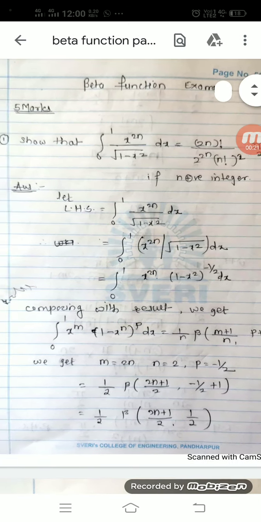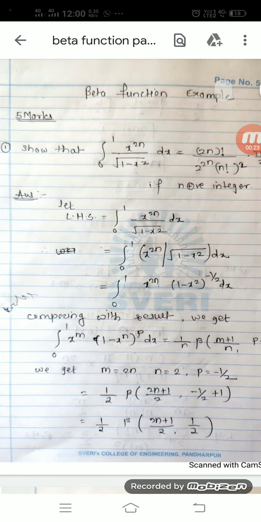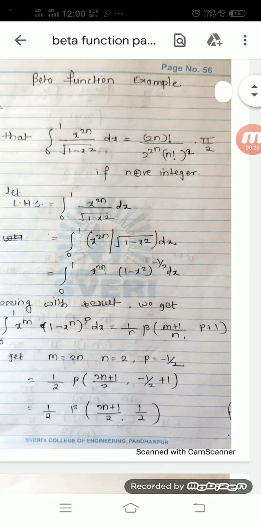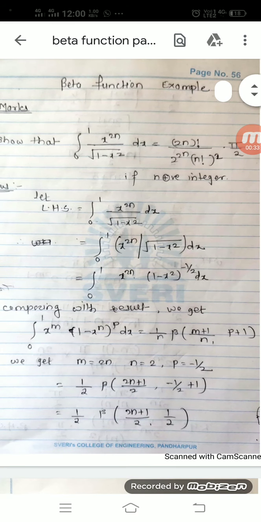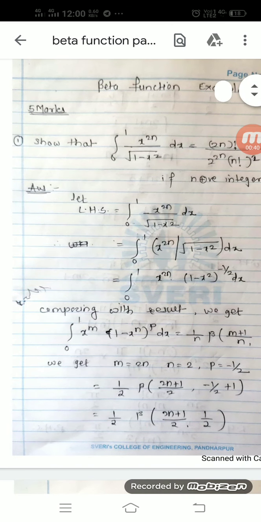Show that the integral of 0 to 1 x raised to n root of 1 minus x square dx is equal to (2n)! upon 2 raised to 2n (n!) square into pi by 2, if n is a positive integer. We have to show that the value of the integral is nothing but that much. That is the RHS. Let's start to solve the example.